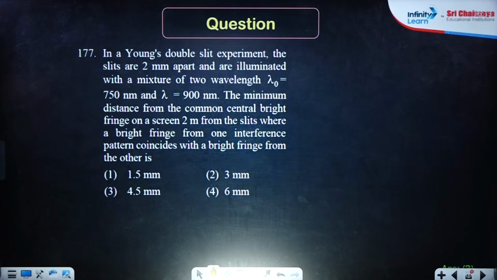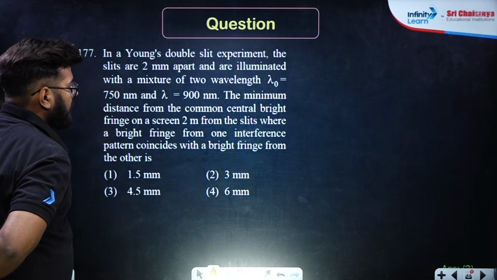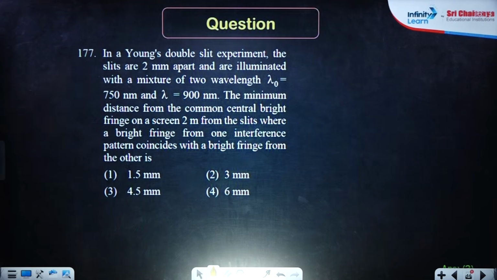Next, in a YDSE setup, the slits are 2 mm apart and are illuminated with a mixture of two wavelengths, lambda naught and lambda. The minimum distance from the common central bright fringe on a screen 2 meters from the slits where a bright fringe from one interference pattern coincides with a bright fringe from the other.